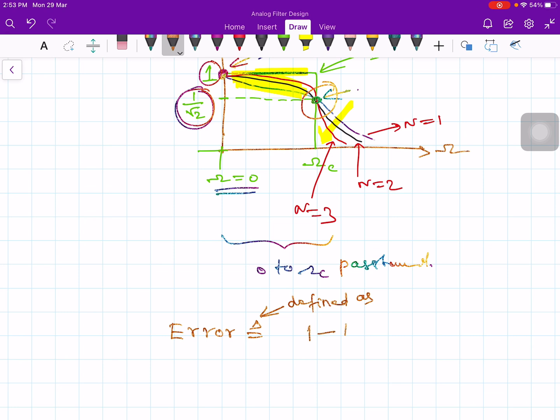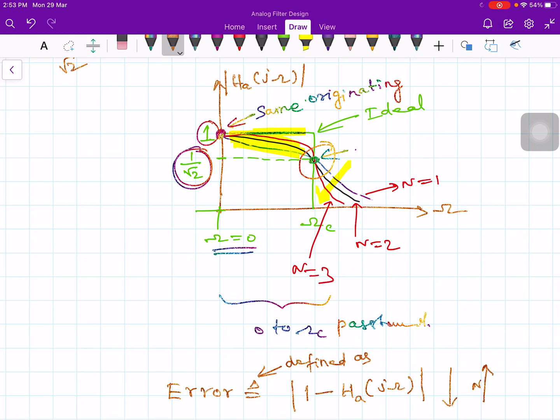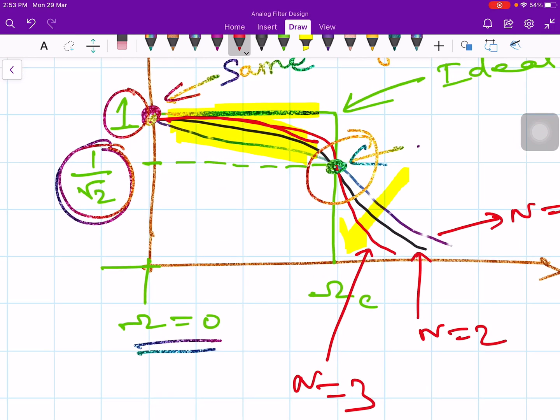What is the maximum value? 1, minus your curve, which takes |HA(j omega)| for different values of n. You take the magnitude difference, and this is called error, and this error decreases as you increase n. Look here, this red curve indicates n equal to 3, and if you plot for n equal to 4, it again slightly goes like this. Therefore if you increase the order, the error value comes down.